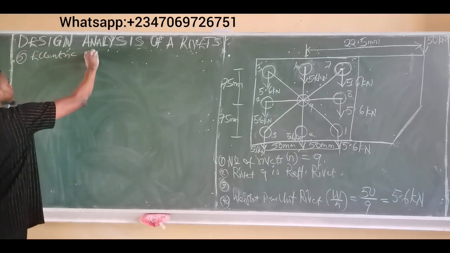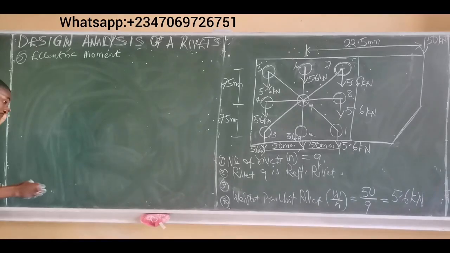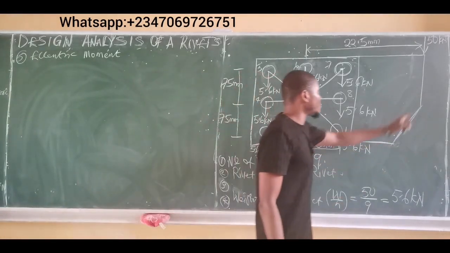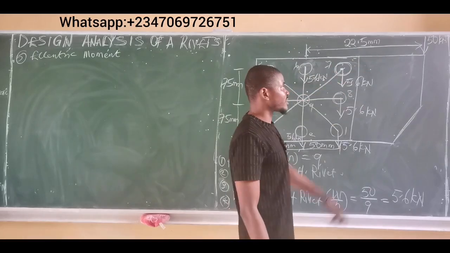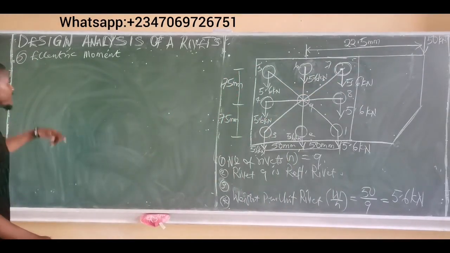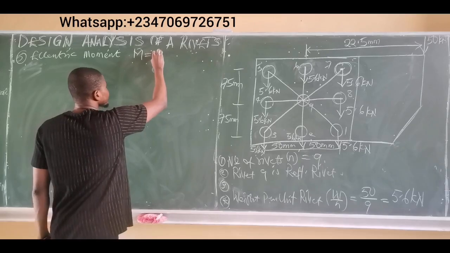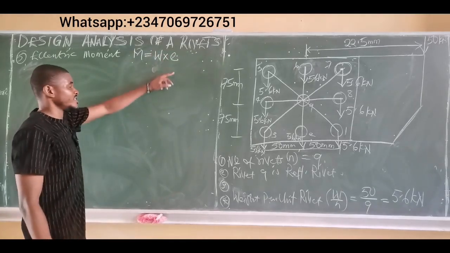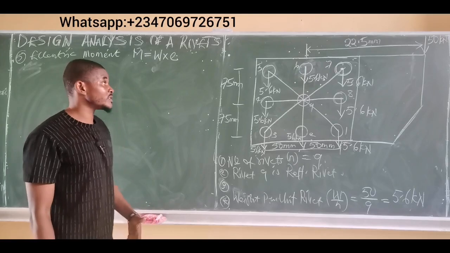Now, what is the eccentric moment? It is simply the moment of the load carried about this neutral axis or the central axis. The total distance it takes to get to the center is 22.5 millimeters. So you find the moment of the load about that central axis, and it's simply called the eccentric moment. So moment is equal to the load W times E, where E is the eccentric distance about the central axis from where the load is found.